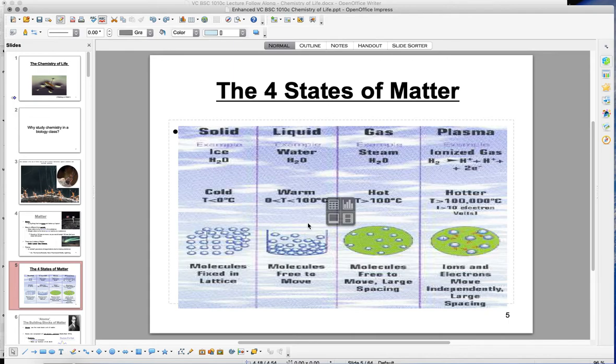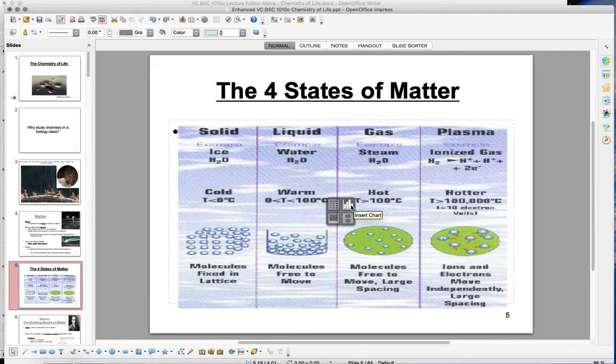Then liquid is going to be a little bit warmer, from 0 degrees Celsius, which is freezing, to 100 degrees Celsius, which boils. So it's somewhere in between there. And we know that liquid water has more movement. It's free to move in whatever container you have. It's not as fixed as a solid, and not as loose and movable as a gas. And then a gas is going to be really, really hot, supercharged, moving really, really fast. If we're talking about water, this is anything above 100 degrees Celsius.